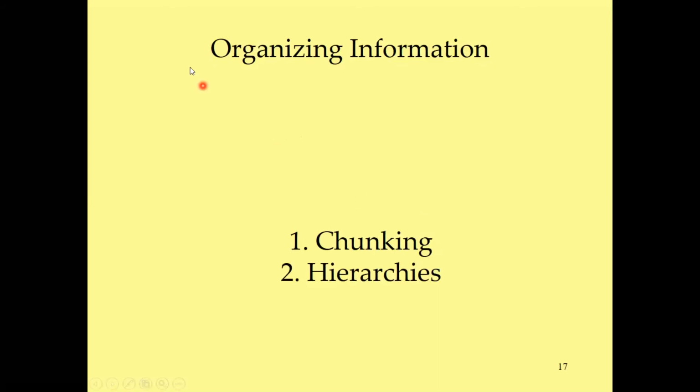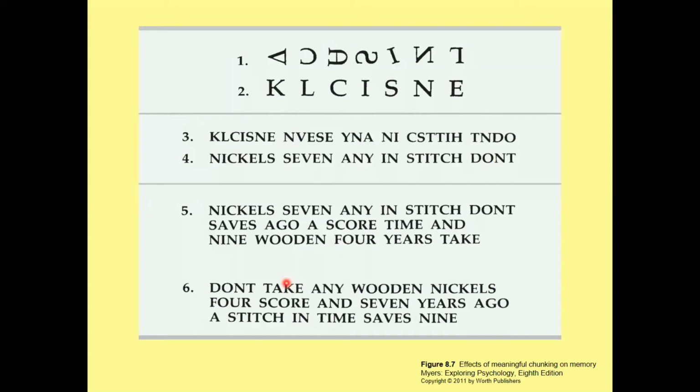Now, we can aid memory and improve the encoding of information by organizing it into either chunking or hierarchies. So let's look at each of those. So here we have, okay, number one. Have a look at that. If I asked you to look at that for a few moments, and then tomorrow I asked you to reproduce those symbols that you saw on line one, how well do you suppose you'd do? Well, none of us would do well, okay?